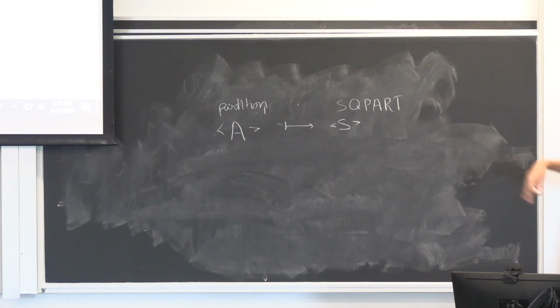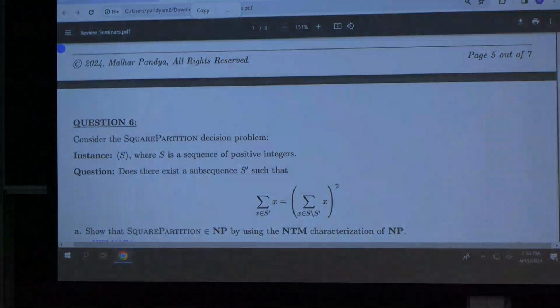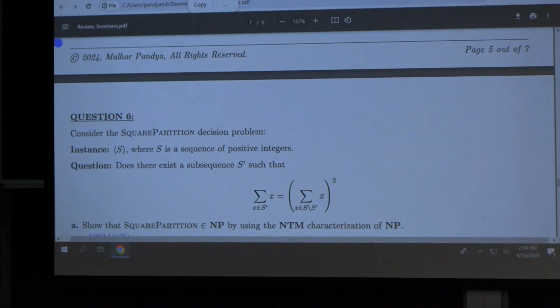Okay, so let's speed through the certificate verifier. What's the certificate? The subsequence. Yeah, just give me S prime. That's all I need, right? And what do I need to verify? I create the partition according to the sequence, and then I add up one and I add up the other, and then I make sure that one's the square of the other, and then I'm done, right?